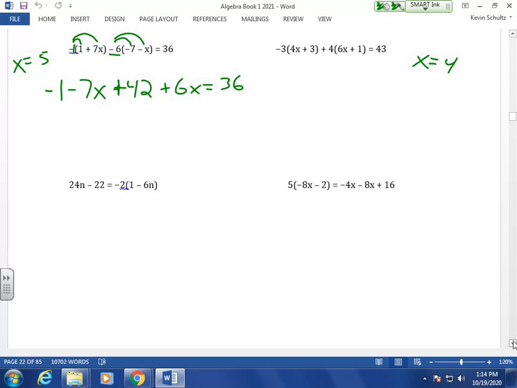Okay. Now that we've done that, we look for like terms that can be combined. We've got negative 1 and positive 42. Again, not using opposite operations here because we're not moving it. We're just writing it in a simpler way. We're rearranging. Negative 1 plus 42 is a positive 41. And then we have a negative 7x and a positive 6x, and that gives us minus 1x. If you want to write the 1, great. Negative 1x or just minus x, either one's fine. And that equals 36.